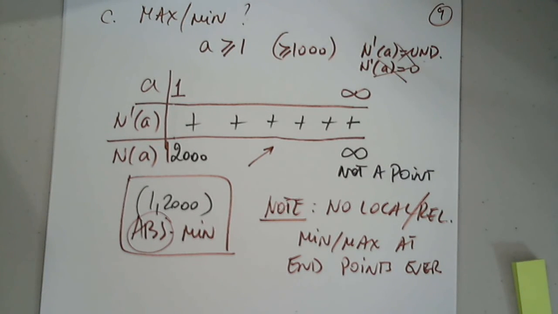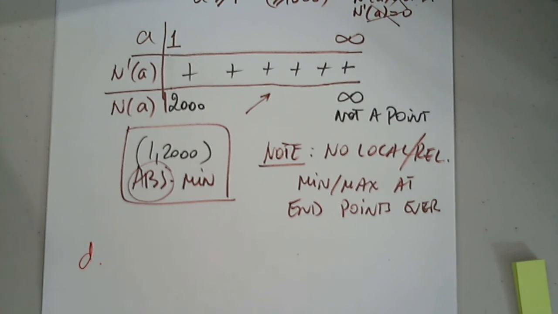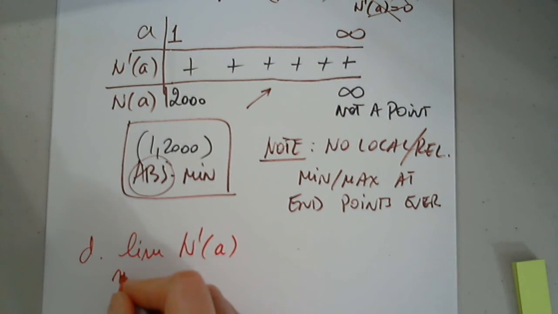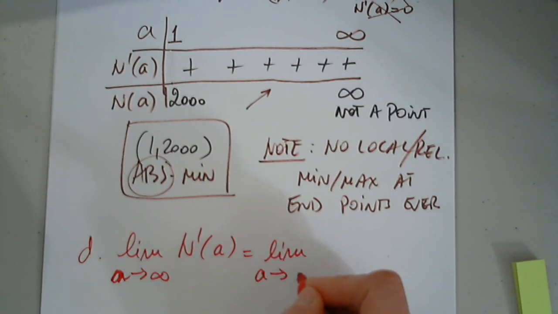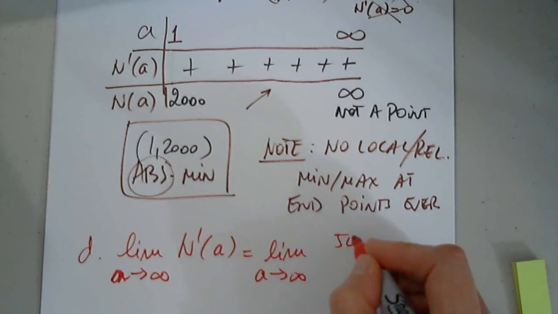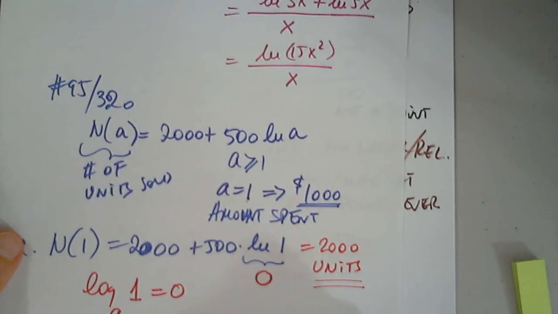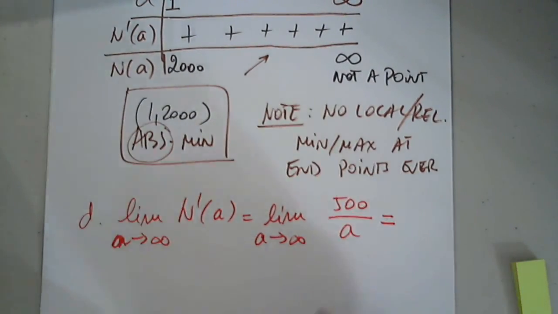Good. So there is also part D for this problem. They're asking us to find the limit as a approaches infinity from n prime. Limit of n prime of a as a approaches infinity. I'm going to copy it here. Limit as a approaches infinity. And n prime was 500 divided by a. I took it away, but that was n prime of a, 500 over a. So what do you think about this limit?